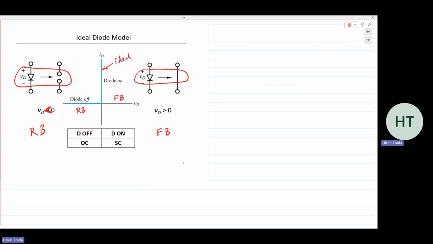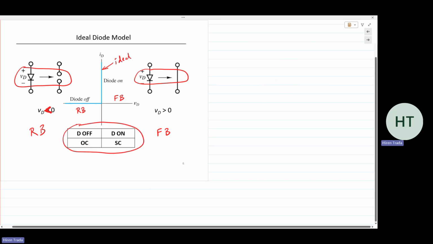So that's a quick and easy analysis using the ideal diode model. And we can analyze any kind of diode circuit using these models. All we do is determine whether the diode is off or on by examining the circuit and making an assumption, and then we replace it with a short circuit or an open circuit.